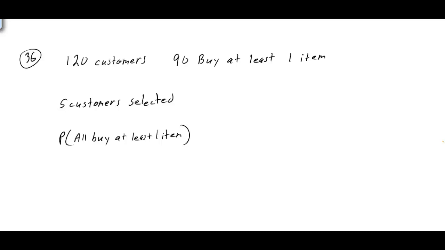All right, number 36. It says that we have a department store. There are 120 customers and 90 that buy at least one item. If 5 customers are selected at random, one by one, find the probability that all will buy at least one item. So we have 120 customers. 90 of those buy at least one item. We're going to select 5 customers at random, and we want to calculate the probability that all 5 of these will buy at least one item.